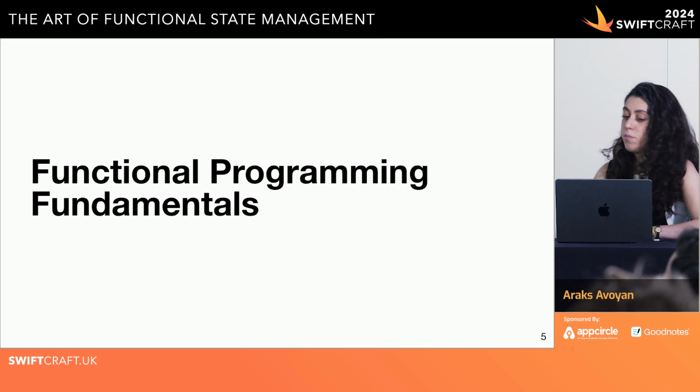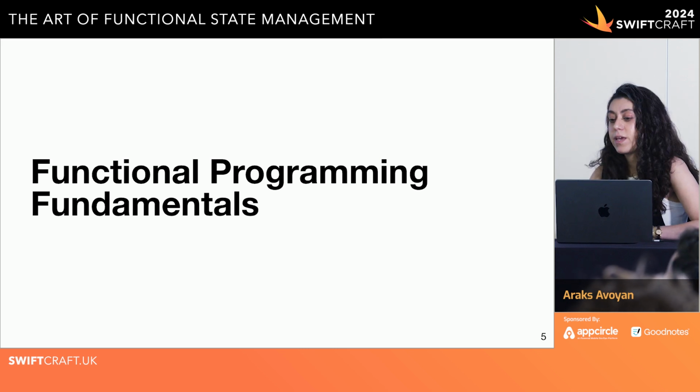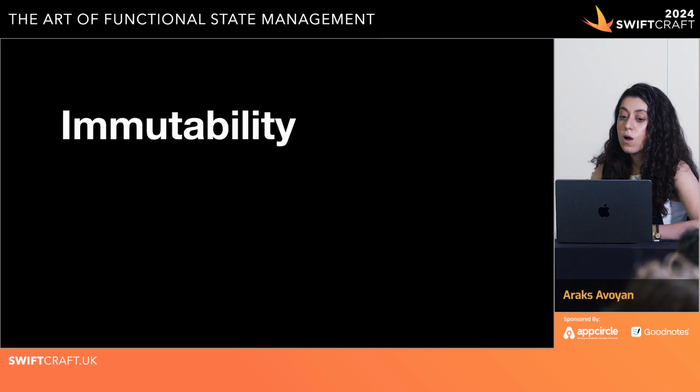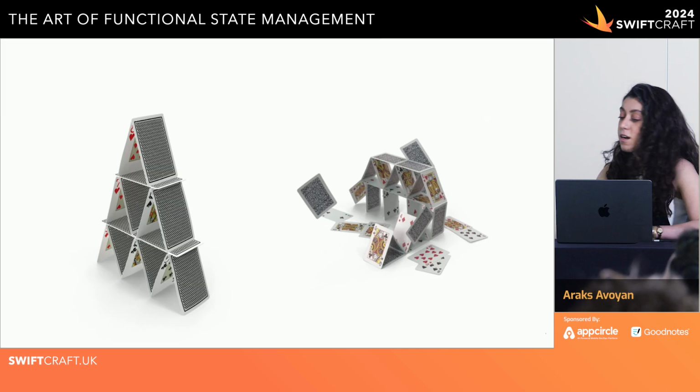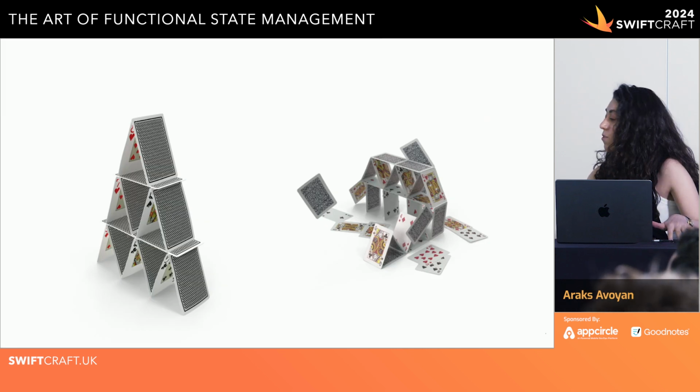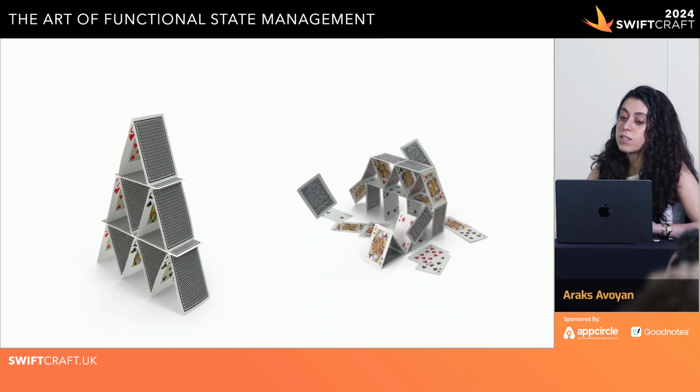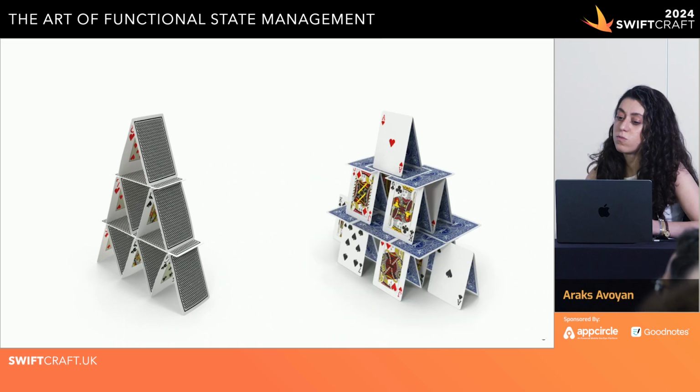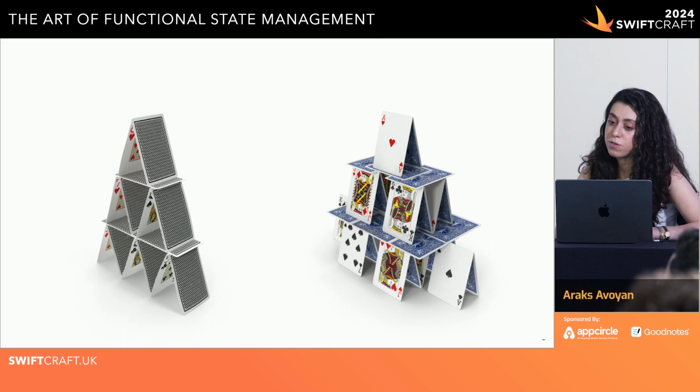Let's delve into the core principles of functional programming that make it a powerful tool for state management in iOS apps. One of the core concepts in functional programming is immutability. Imagine building a house of cards. Looking at it through the lens of functional programming, adding a new card creates a new structure and does not modify the existing one. This concept of immutability is a core principle in functional programming.